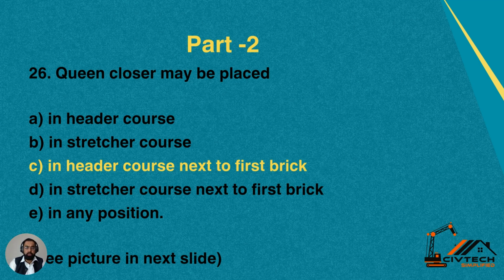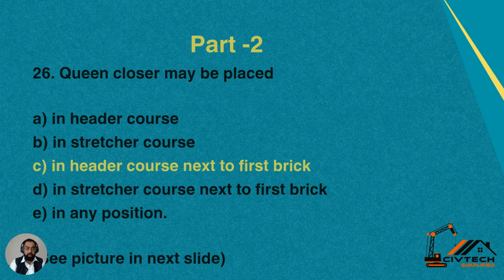So we already discussed question number 1 to question number 25 in the last video. And now it is part 2, so it's starting from question number 26. Our first question for today is: queen closer may be placed. Options available are A, in header course; B, in stretcher course; C, in header course next to first brick; D, in stretcher course next to first brick; E, in any position. So queen closer, we all are familiar that it is placed in header course, but it is next to the first brick.